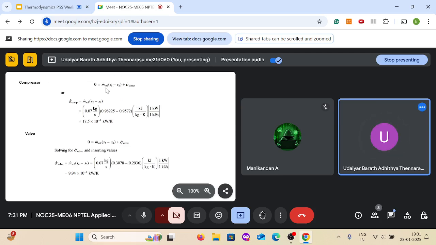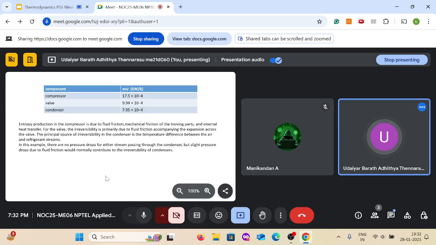Similarly for the compressor, there is no heat transfer, since it's adiabatic, and work transfer doesn't constitute entropy change. So sigma compressor is the entropy change of the fluid, m dot refrigerant times S2 minus S1. Substituting the values, we get 17.5 times 10 to the power minus 4. And similarly for the valve, we have found the entropy at exit, and we know the inlet, so that gives 9.94 times 10 to the power minus 4. So you see, this is the entropy generated in each of the components.